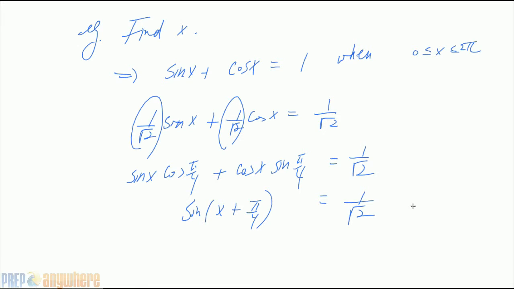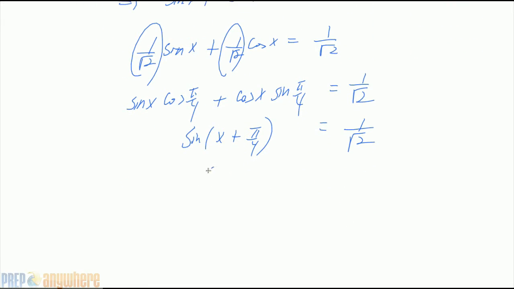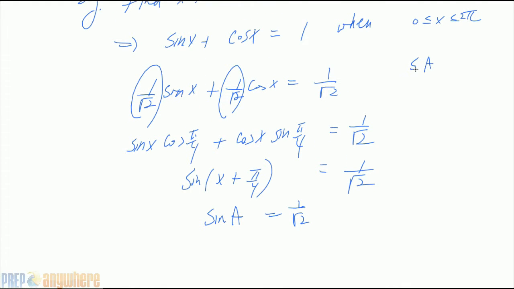Okay, and then we solve it here. Right? We make sine a, where a is x plus pi over 4, which means a will be in between pi over 4 and 2 pi plus pi over 4. Right.